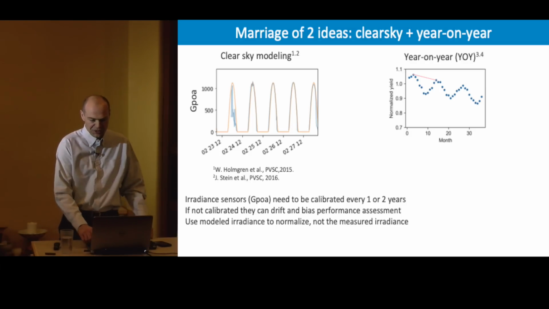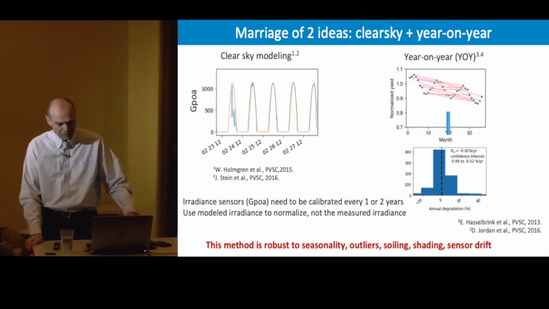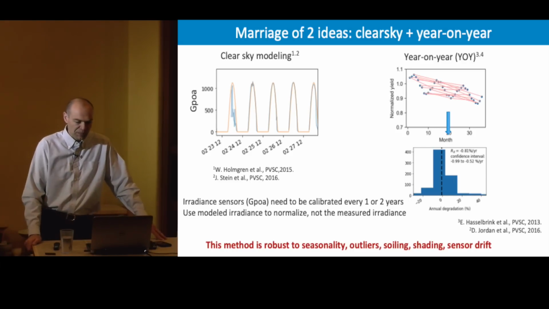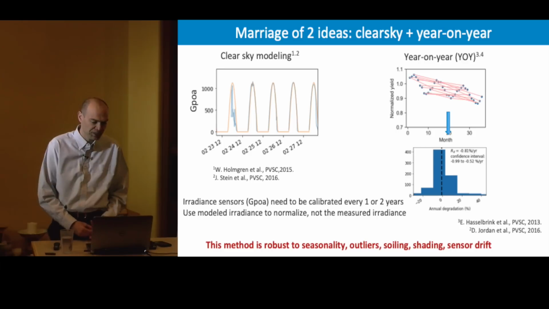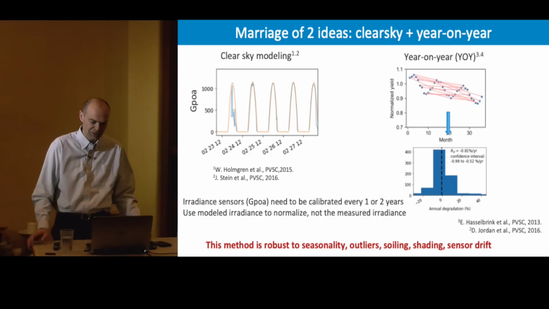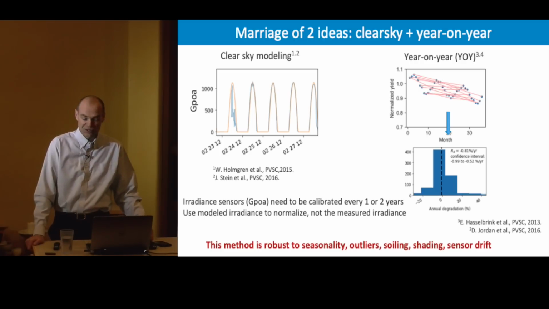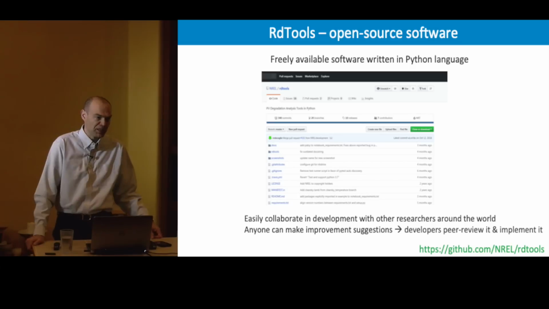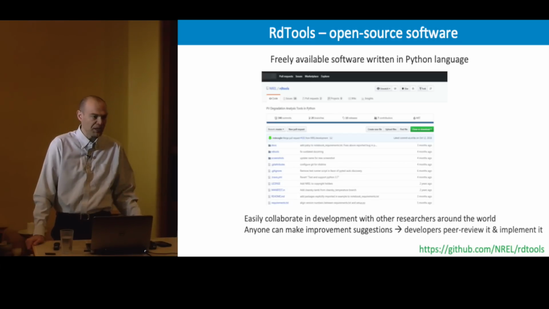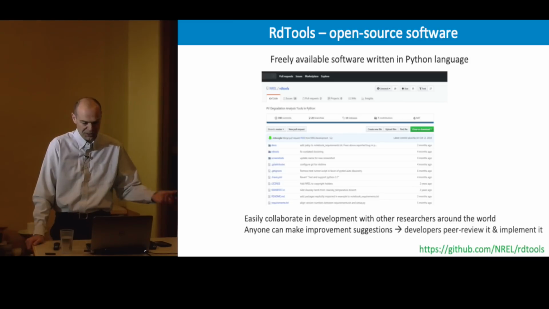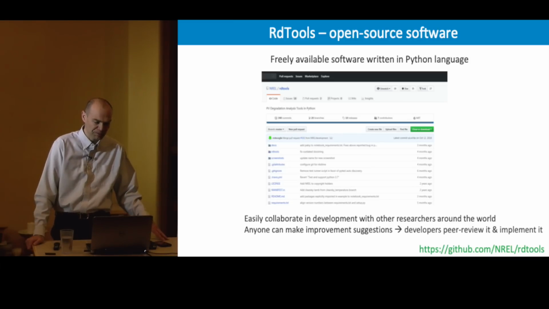And we found this actually works fairly well. And you end up with a histogram, the center of which is very representative of your true long-term trend. We found this methodology is very robust to the seasonality that you see, outliers, seasonal soiling, shading, and sensor drift. We made that software available. So if you have your phone and Google RdTools, you can find it. Everyone can download it and can use it. It's also easy to share it with colleagues from around the world.